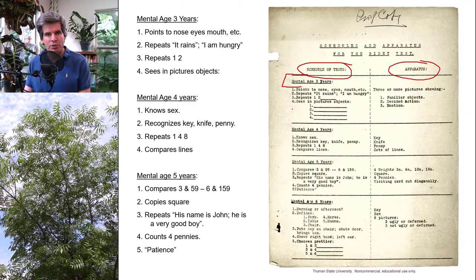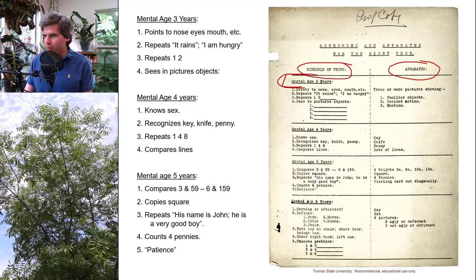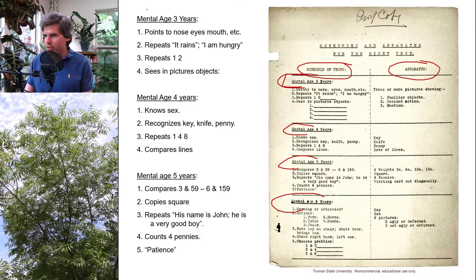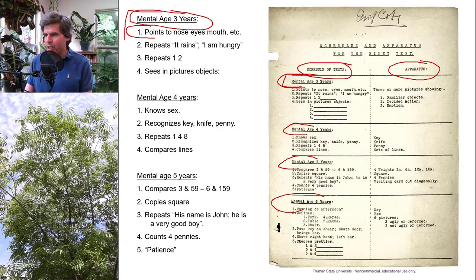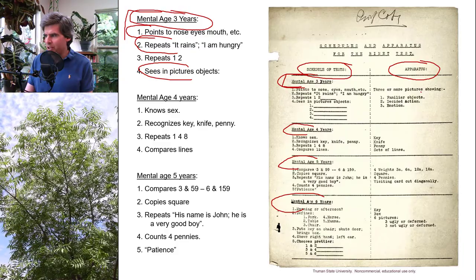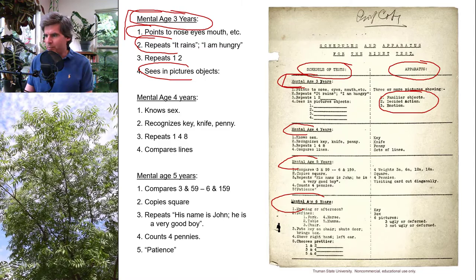So here we have the mental age of 3 years old, mental age of 4 years old, mental age 5 years old, and there's a mental age 6 down there. And I've put some of these things on the left-hand side here so you can see them a little easier. So a child with a mental age of 3 years old should be able to point to nose, eyes, and mouth, should be able to repeat, "it rains, I'm hungry," should be able to see pictures and objects. And over here, there's a list of different pictures the person's supposed to show the child, and the child should recognize what's in those pictures.